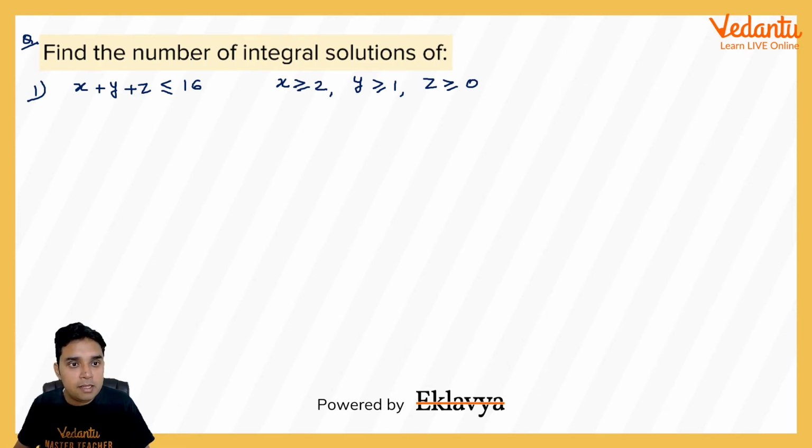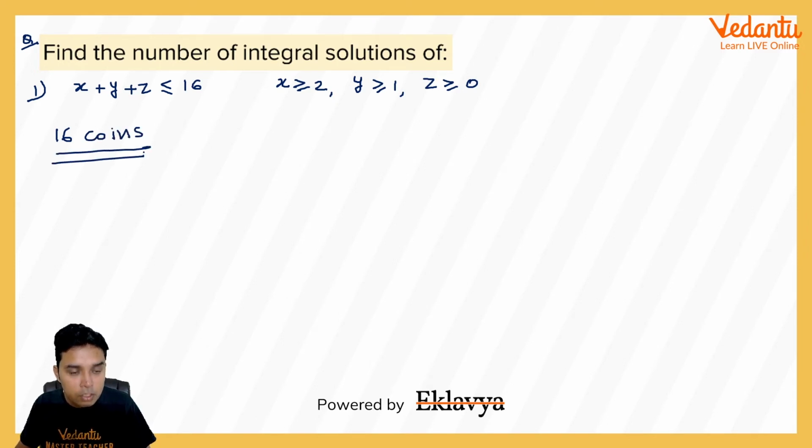We have to find the number of integral solutions of x plus y plus z less than or equal to 16, where x is greater than or equal to 2, y is greater than or equal to 1, and z is greater than or equal to 0. Please understand, in this question you can make an analogy to the beggar coin method. Suppose you have 16 coins.